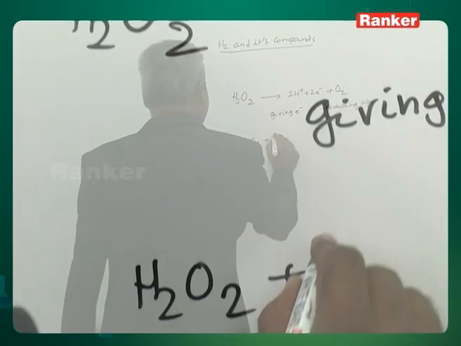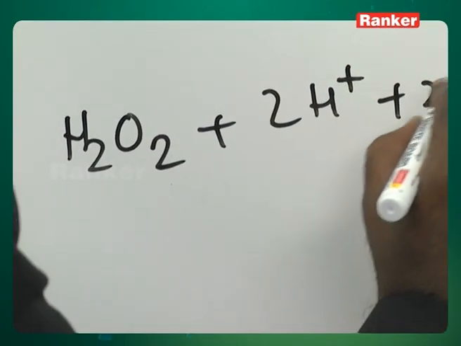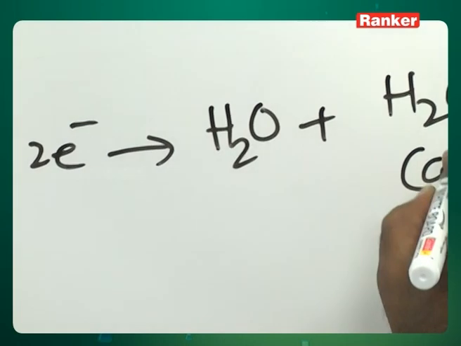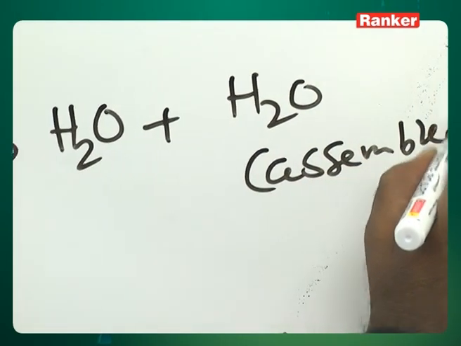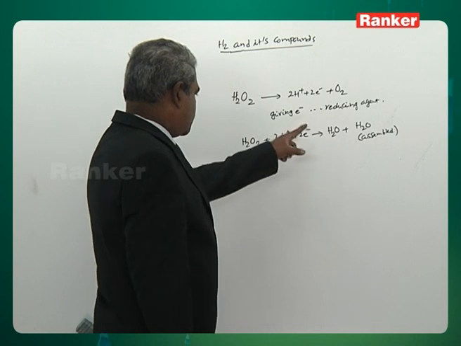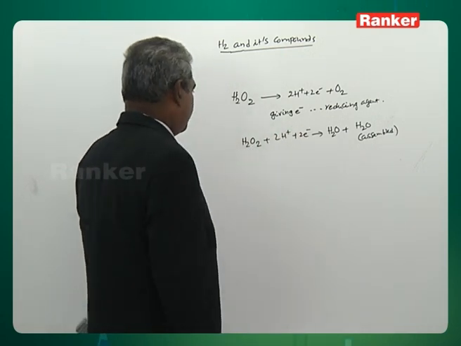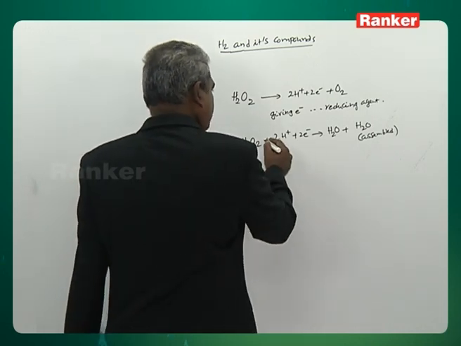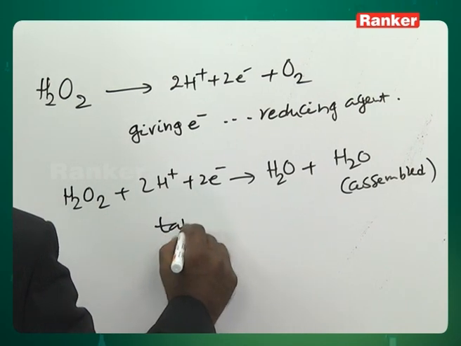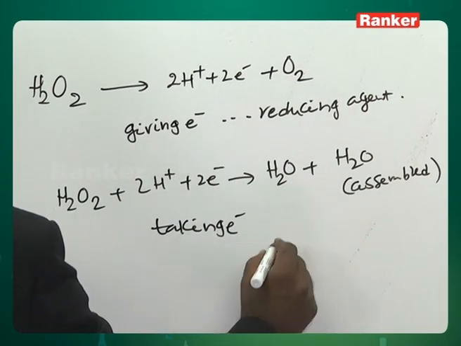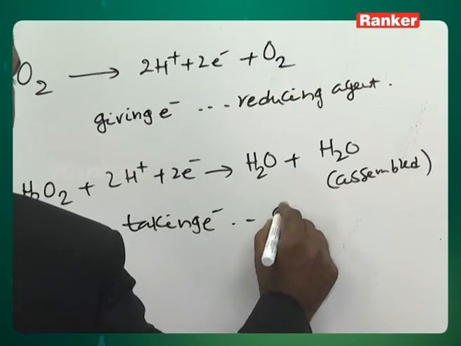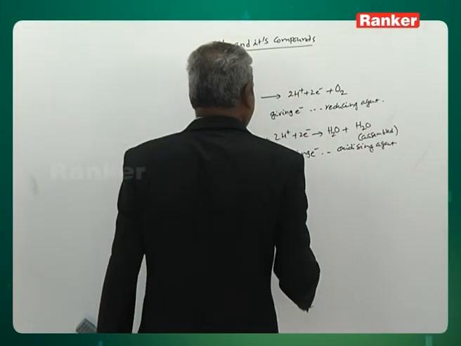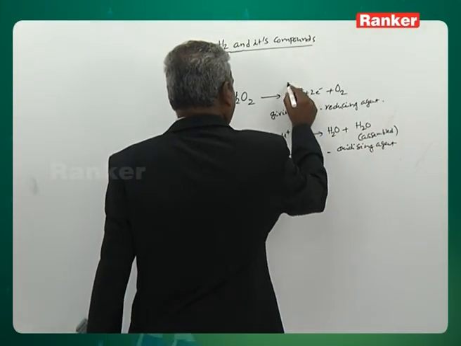Next, H2O2 can take 2 protons and 2 electrons once again to become H2O plus H2O assembled. The one we have seen earlier. This oxygen, these protons and these electrons assembled, H2O plus H2O. So what is H2O2 doing here? Taking electrons, the opposite. One who gives electrons is called a reducing agent, one who takes is called the opposite, oxidizing agent. So here it is giving protons also, therefore acid.